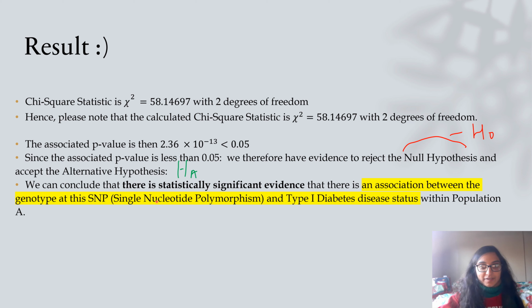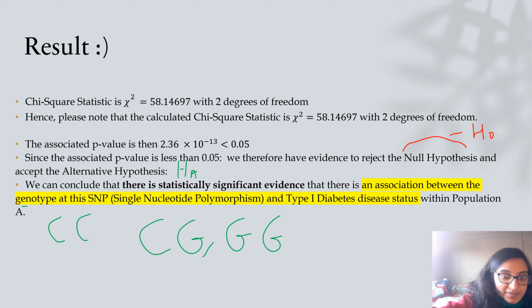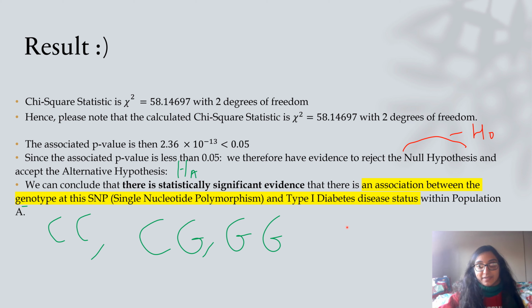So we can conclude that there is statistically significant evidence of an association between the genotype at this SNP and type 1 diabetes disease status within population A, whether it's a CC, a CG, or a GG. We need to do more tests to confirm our initial thought that having Cs is more protective, at least both C alleles.